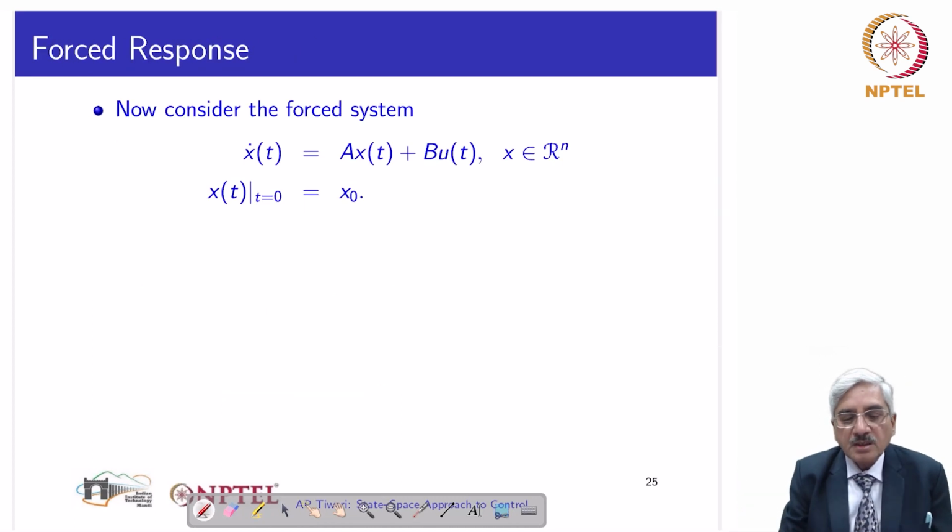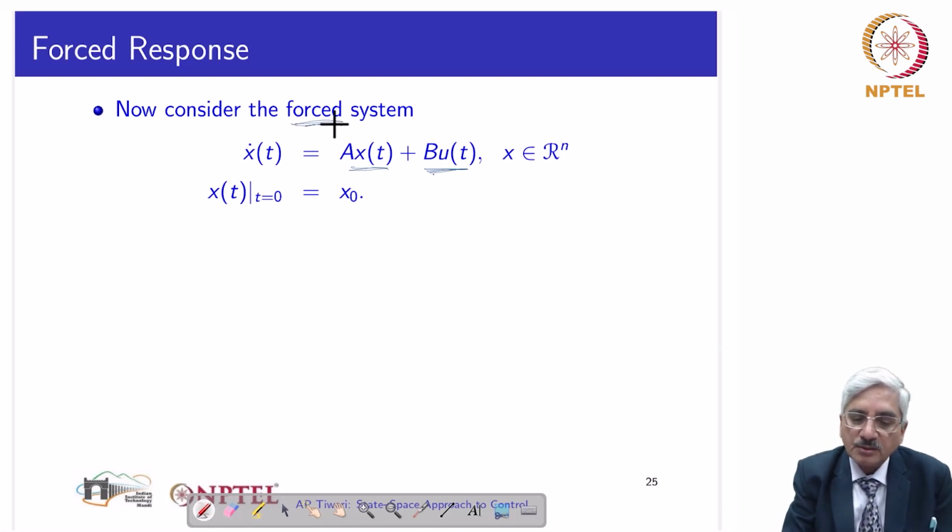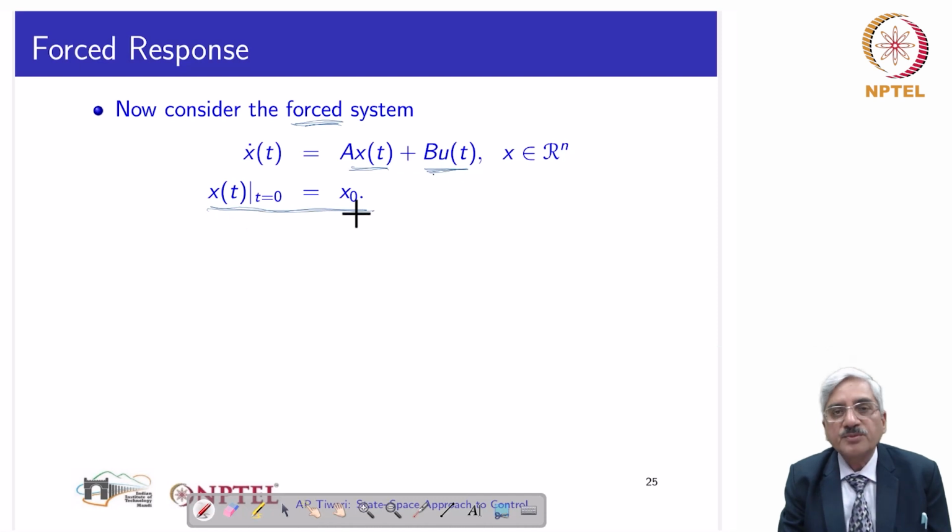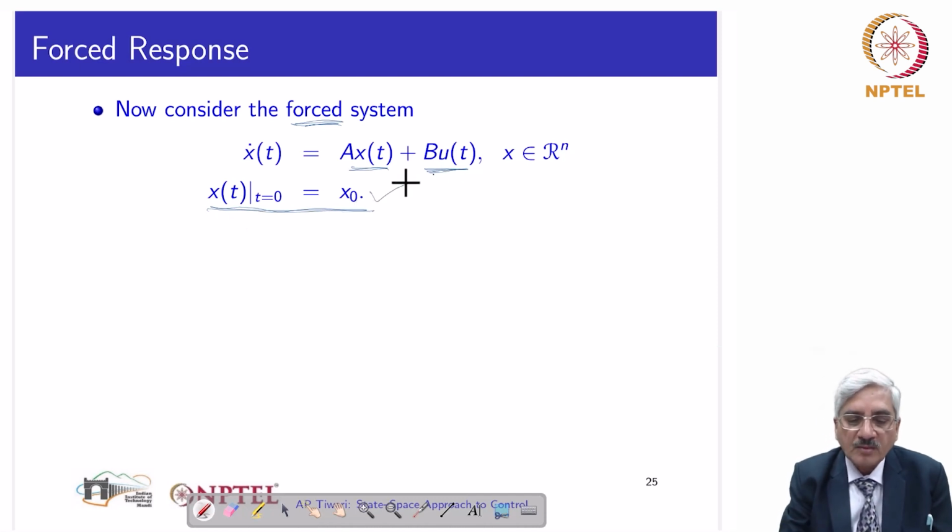Now we consider the forced system, x dot equal to Ax plus Bu. Earlier we had considered the homogeneous system. So we consider now the forced system. Now the input u is applied. And of course we continue with the initial condition specified at t equal to 0 as x0.